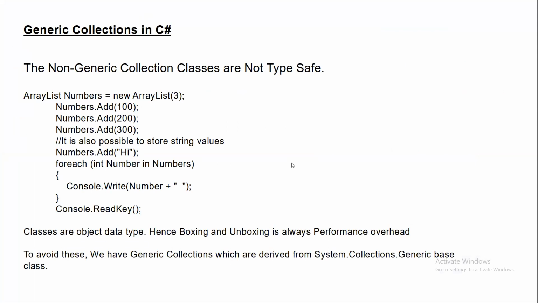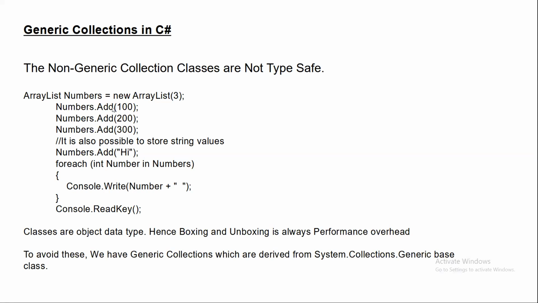Now, these are all non-generic collections, but later in .NET, in C#, we also have generic collections. The reason they introduced generic classes is that the non-generic collections are not type safe. When I say not type safe, you have the ability to store any kind of value. You can store an integer value, you can store a string value, right? So there is no control over what kind of values you are storing in your ArrayList.